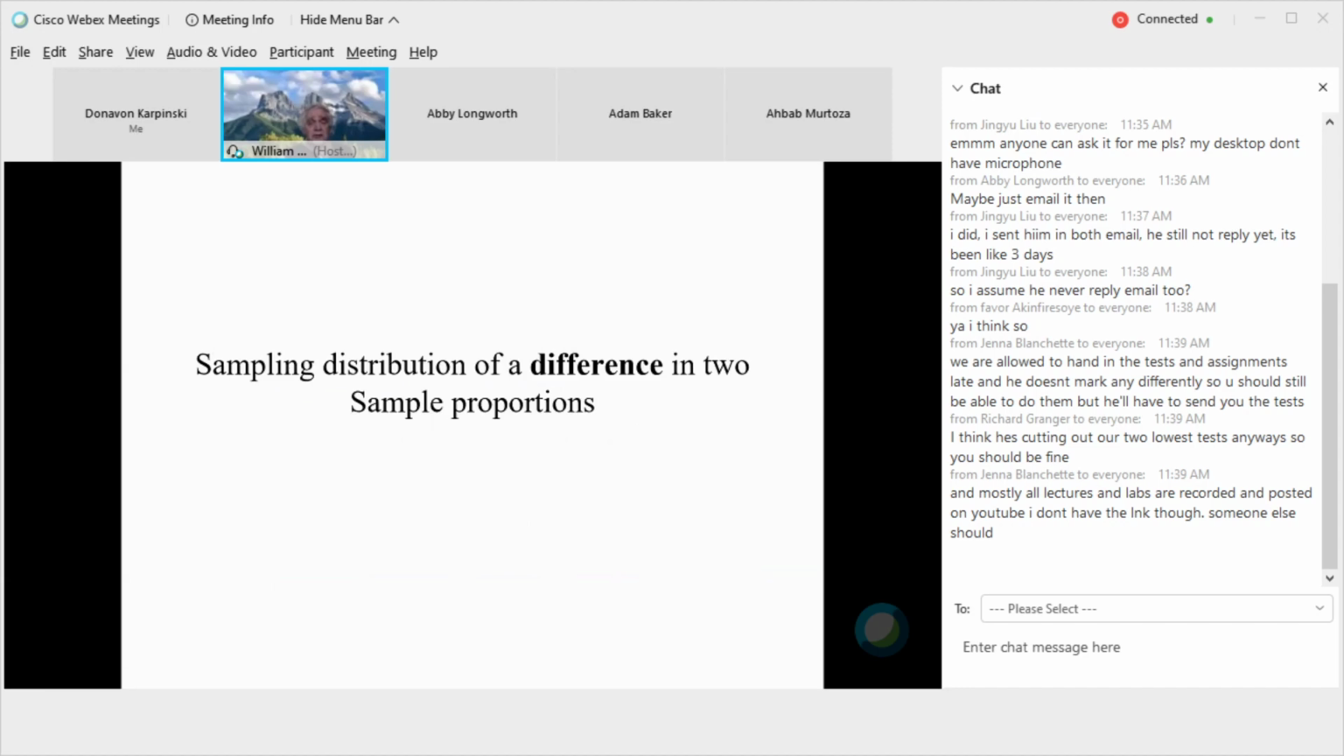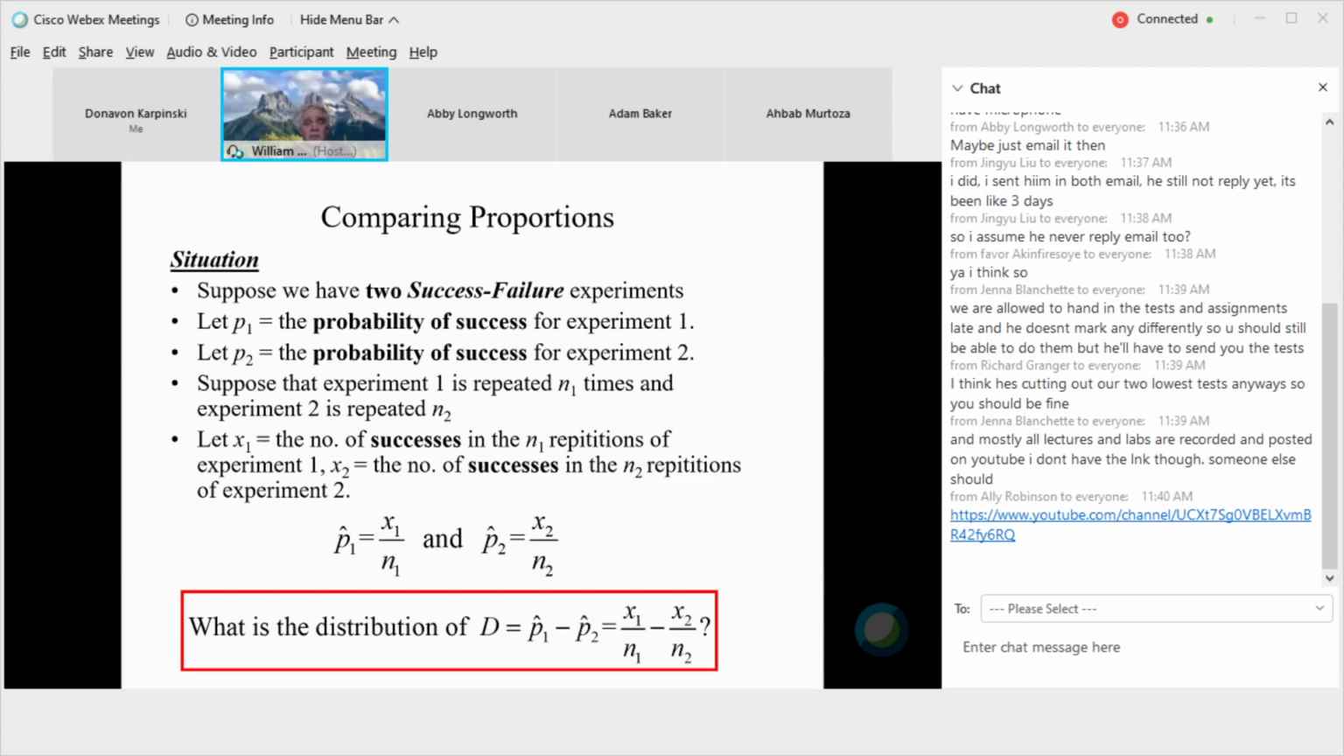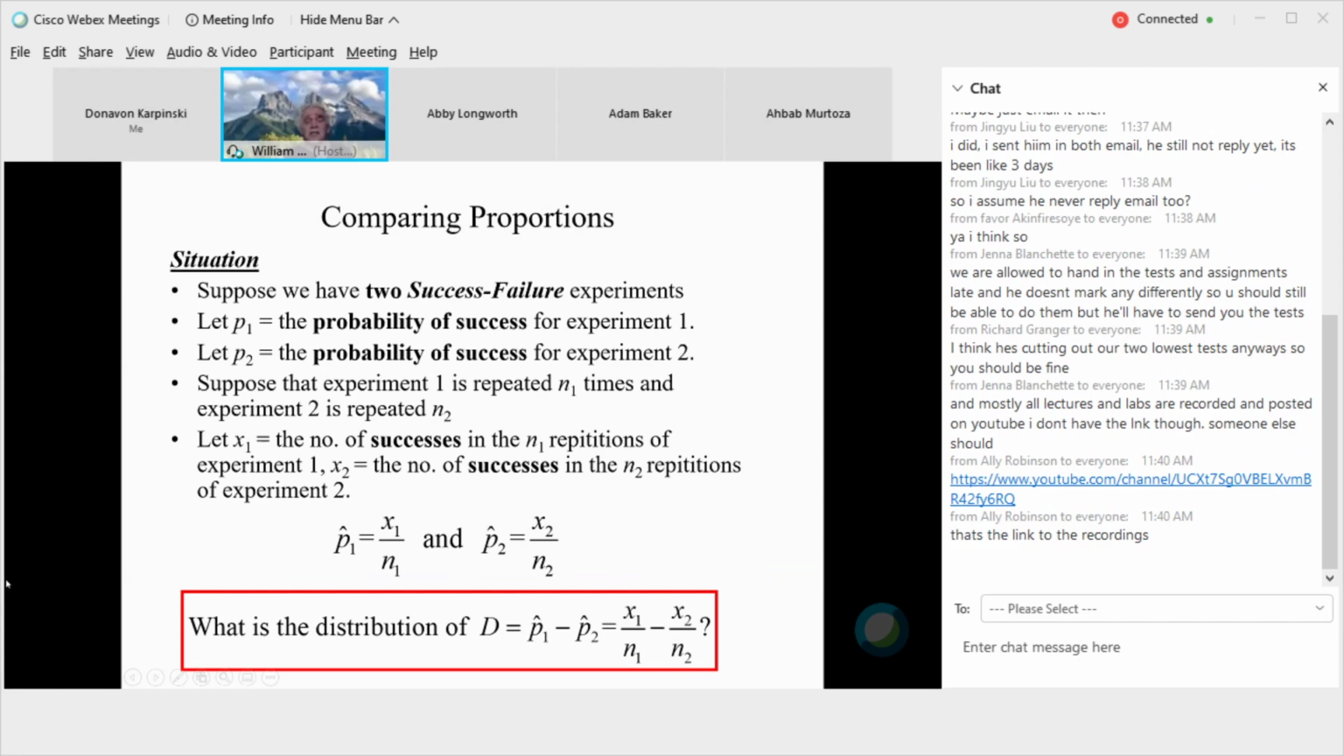The sampling distribution of a difference in two proportions. So we have two success-failure experiments, two populations. P1 is the probability of success for experiment 1, P2 the probability of success for experiment 2. We observe experiment 1 N1 times, and we observe experiment 2 N2 times. X1 is the number of successes for experiment 1. X2 is the number of successes for experiment 2. P1 hat and P2 hat are the proportions of successes.